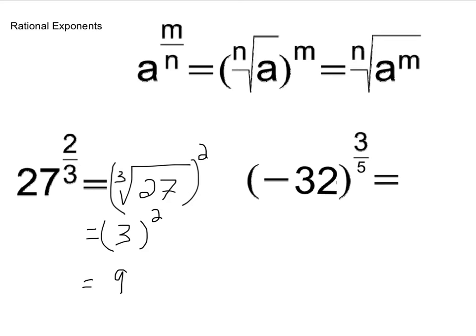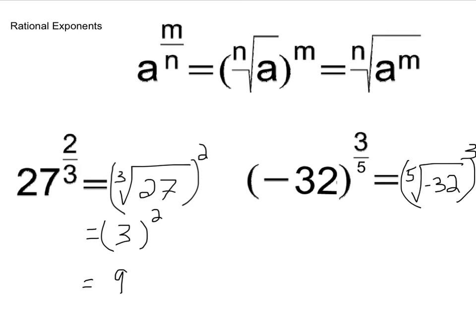Similar process for my other example, negative 32 to the 3/5. Establish my radical, and make sure that I include the negative in my radicand since it was in parentheses to begin with. My index is 5, I'm talking about the fifth root, and I'm going to raise this to the power of 3 once I evaluate my radical. The fifth root of negative 32.